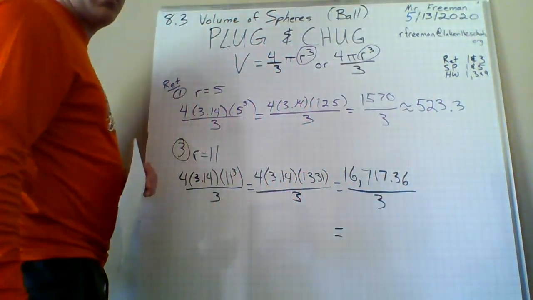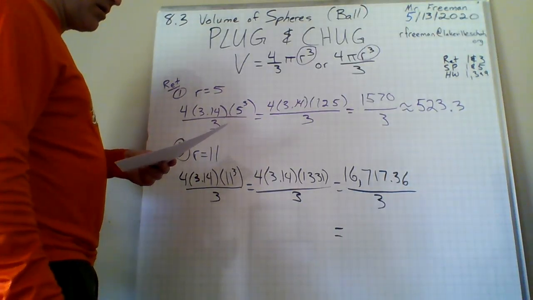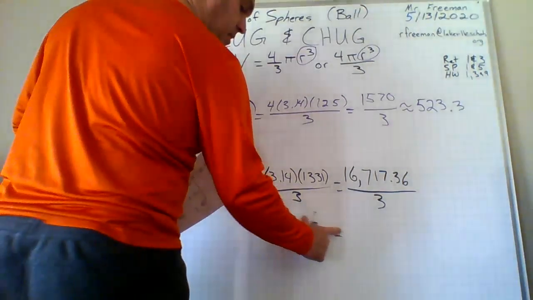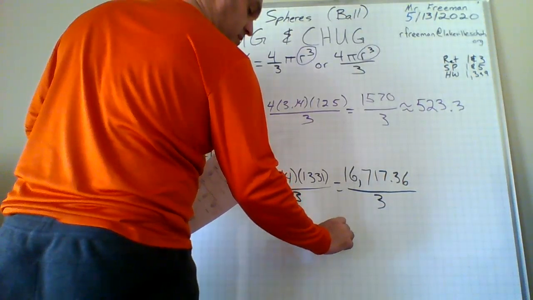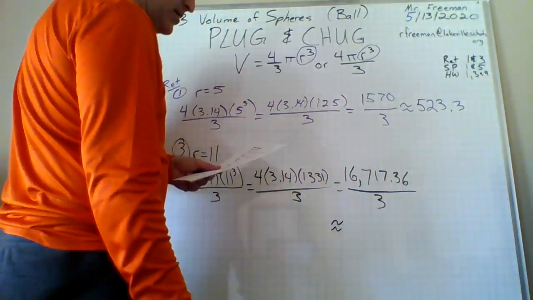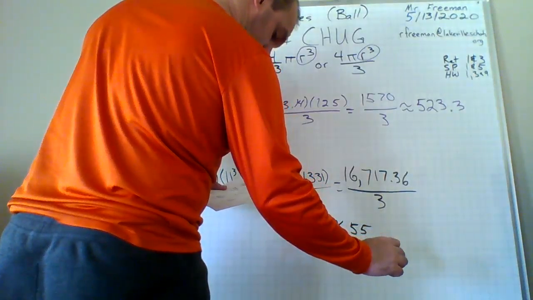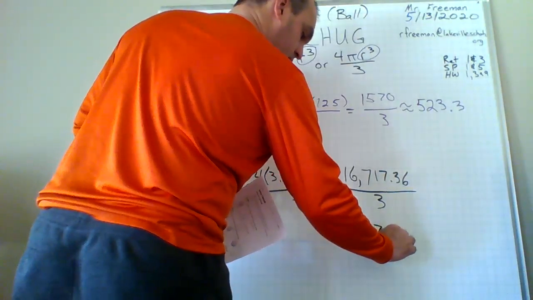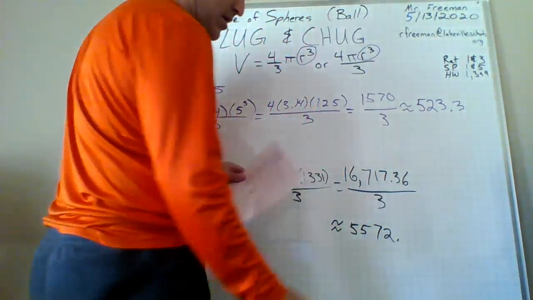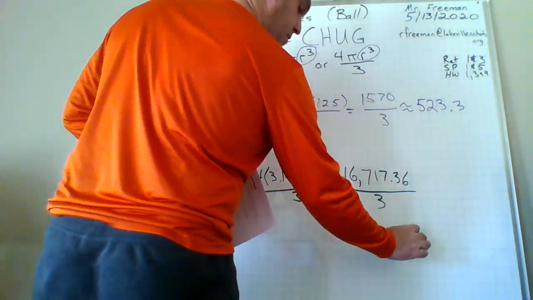And when we do, you type that into your calculator, divide by 3, and you'll get, and maybe I should use these squiggly equal signs, especially since the answer key is sometimes different, it would be 5,572.5.